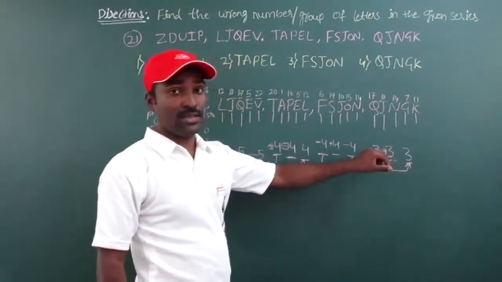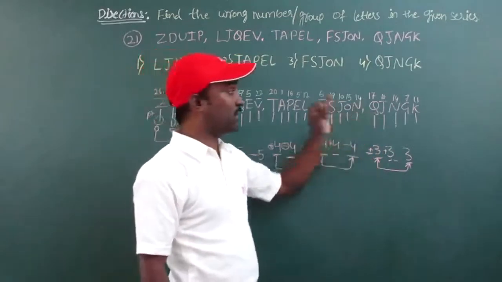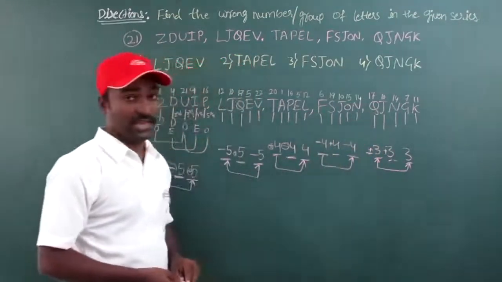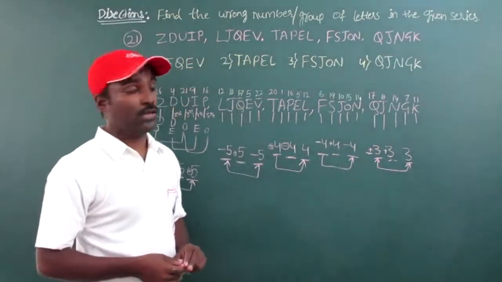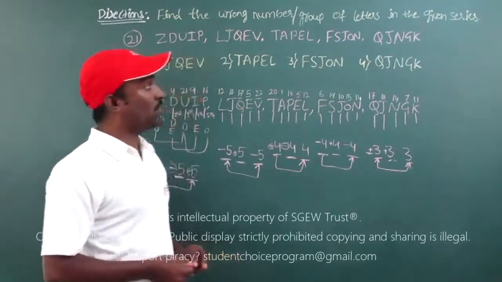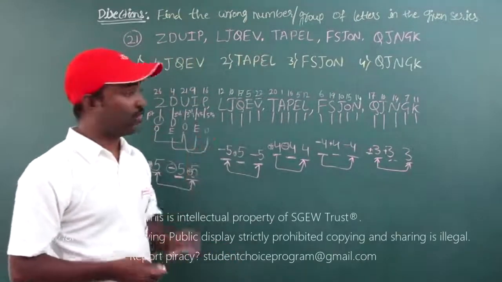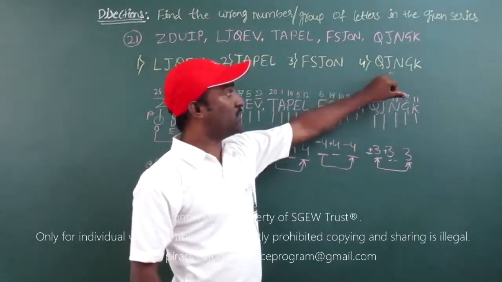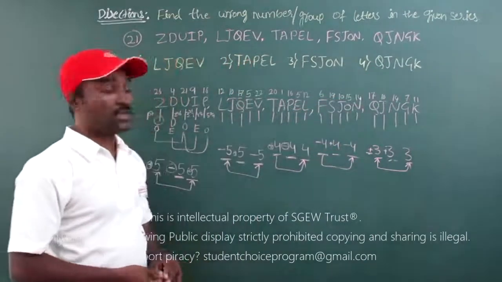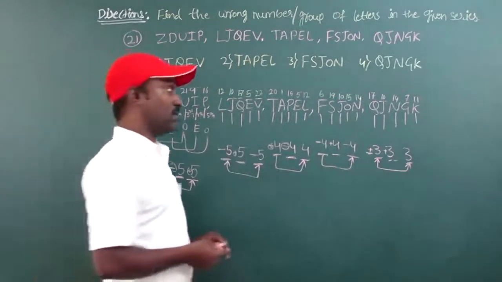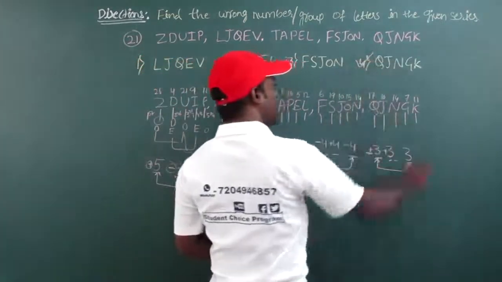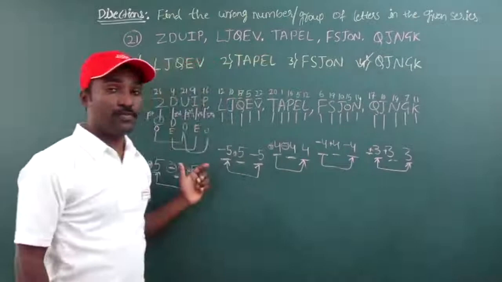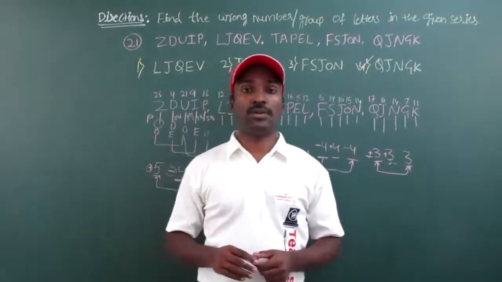So this group of letters Q, J, N, G, K is the wrong one, and option 4 has that group. Option 4, exactly above here, has Q, J, N, G, K. So that's the right option. This is how we solve this example. Okay, now I will move to the next problem.